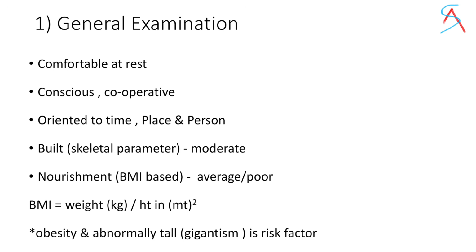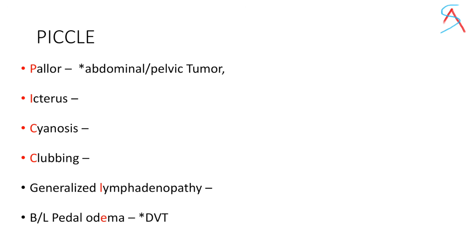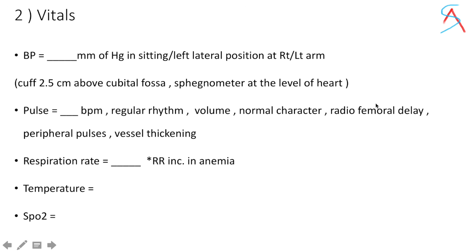So moving on to the examination part, first do the general examination. Patient is comfortable at rest, conscious, cooperative, oriented to time and place. We have to talk about the build and nourishment. Just to tell you that obesity and abnormally tall people are at risk for varicose vein. Then we have to talk about the pallor, icterus, cyanosis, generalized lymphadenopathy, pedal edema. Pedal edema could be there in DVT. Pallor could be there in any abdominal or pelvic tumor. We have to talk about his vitals: blood pressure, pulse, respiratory rate, temperature, SpO2.